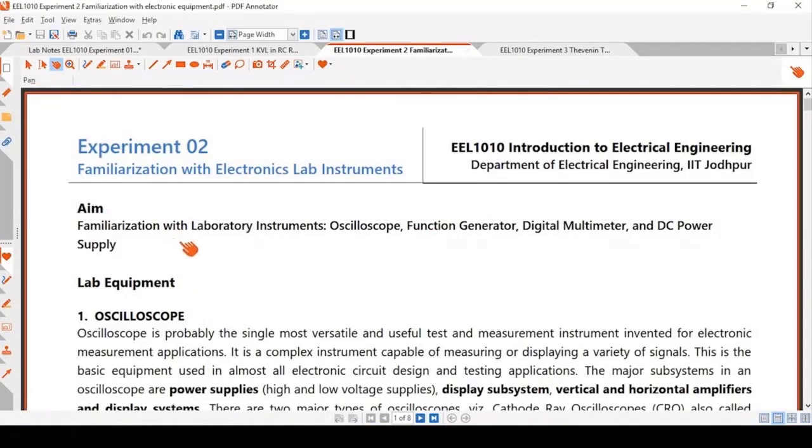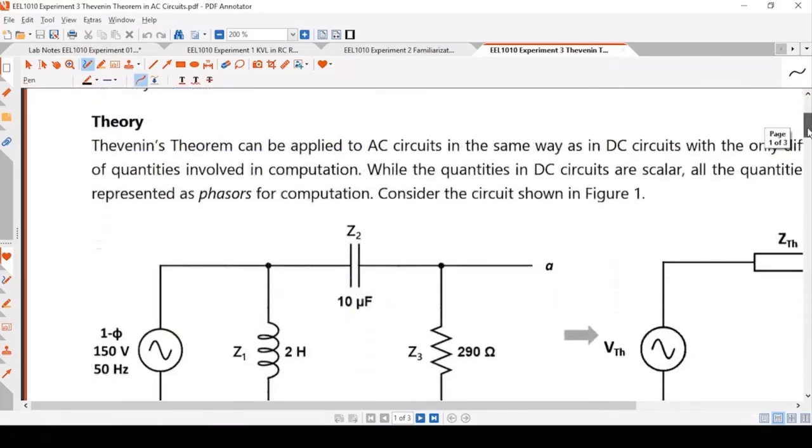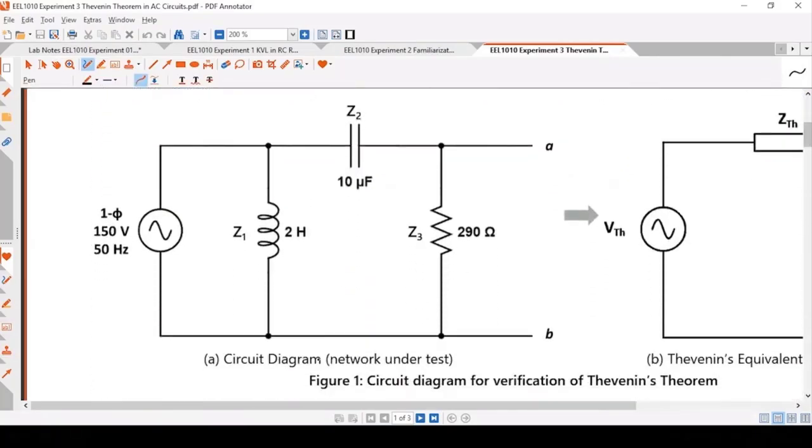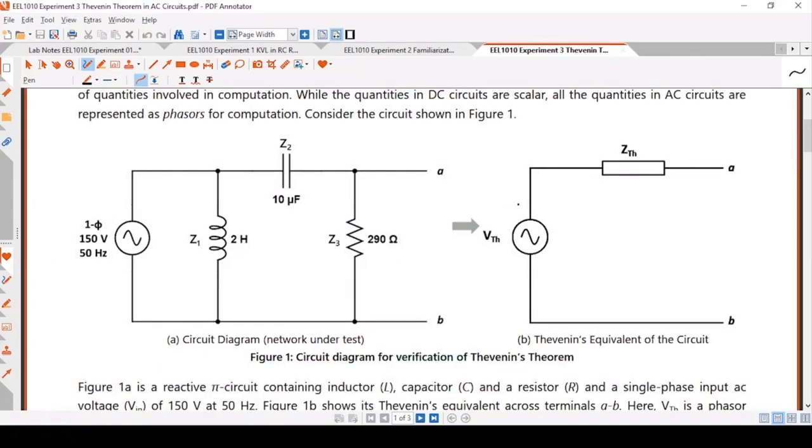The next experiment is on Thevenin equivalent in AC circuits. So here what we were supposed to do is, you know that Thevenin equivalent means given any circuit, across any pair of terminals, we need to find an equivalent resistance or an equivalent impedance and represent the rest of the circuit in the form of voltage, right?